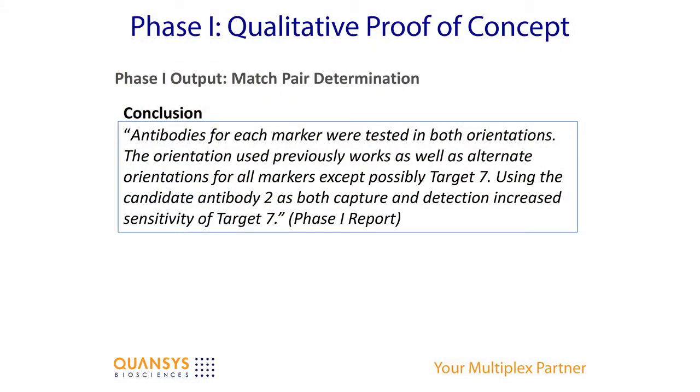The orientations used previously worked well as an alternative orientation for all markers except possibly target 7. Using candidate antibody 2 as both capture and detection increased sensitivity for target 7. And we'll see that data here.